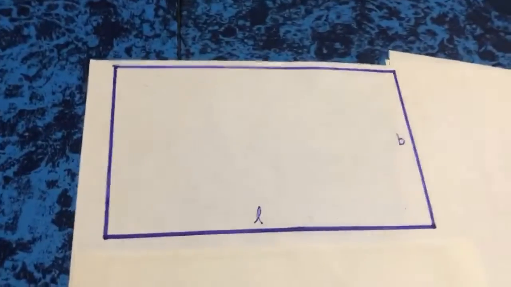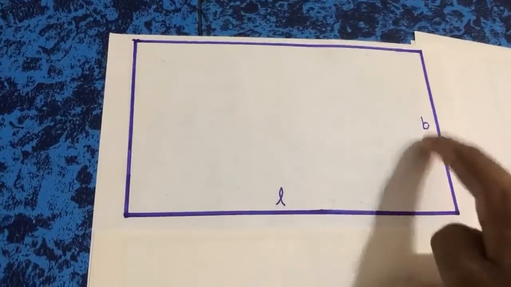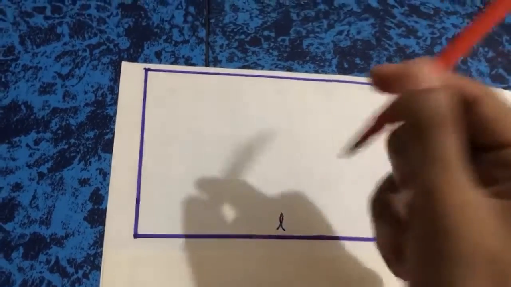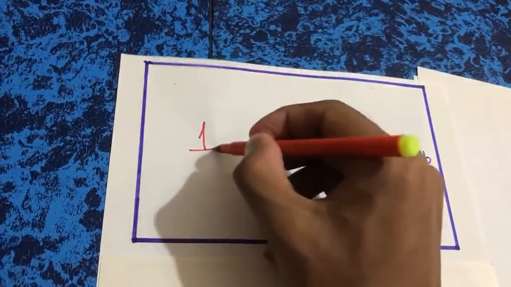So I'll call this number 1, L into B. The area of this rectangle is L into B. Anyways, we just keep this rectangle here. This rectangle is our face 1. The area of the rectangle that we see is length into breadth. That is our face 1.